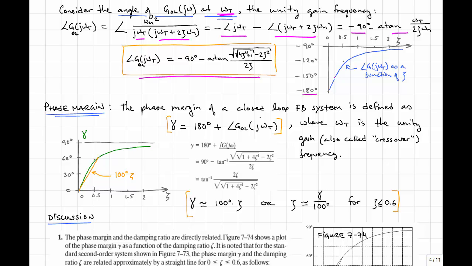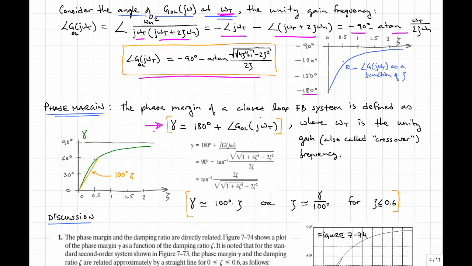So phase margin first is defined. I'll just give you the definition and we can think about what it means. Phase margin is defined as 180 degrees plus the open loop transfer function angle evaluated at the crossover frequency, at the unity gain frequency.